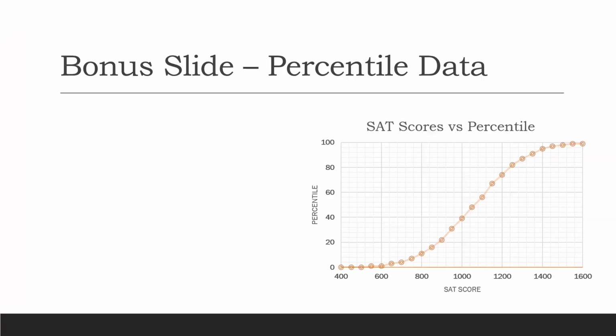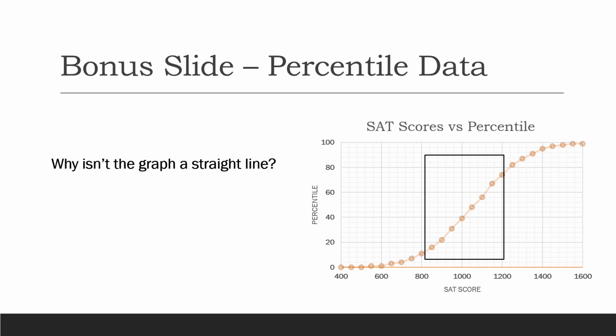From the graph on the right, we see that higher SAT scores of 1400 to 1600 and lower SAT scores of 400 to 600 have small percentile changes, but intermediate SAT scores of 800 to 1200 have large percentile changes. So why is this the case? Why isn't the graph of SAT scores versus percentile a straight line, but instead it takes the shape of a sigmoidal curve? Based on the information you learned today, can you think of why this is the case?